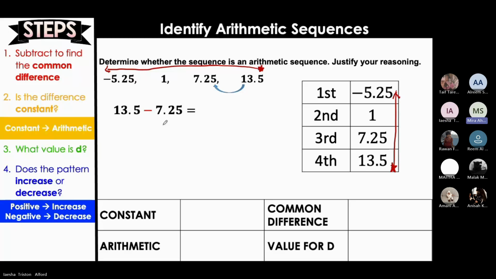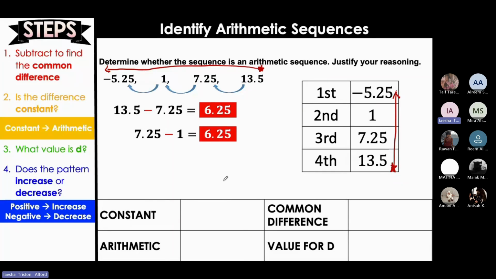Equal positive 6.25. Fine. Then you're going to subtract again. 7.25 subtract 1 equal 6.25. Okay, then we're going to subtract again. 1 subtract negative 5.25 equal 6.25. It is constant.